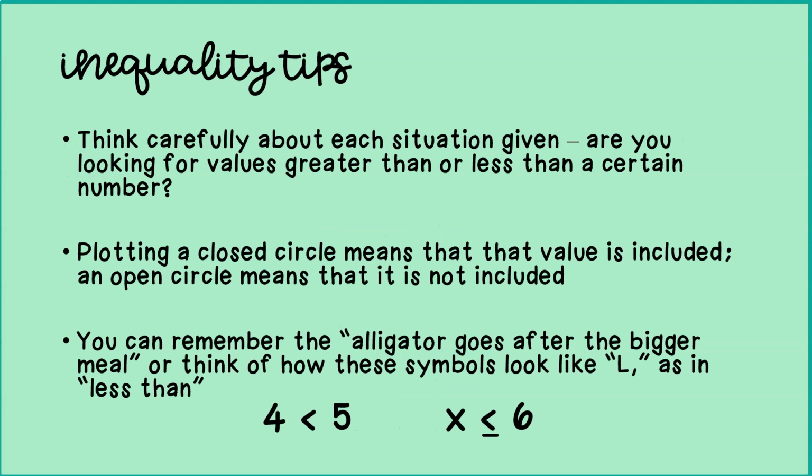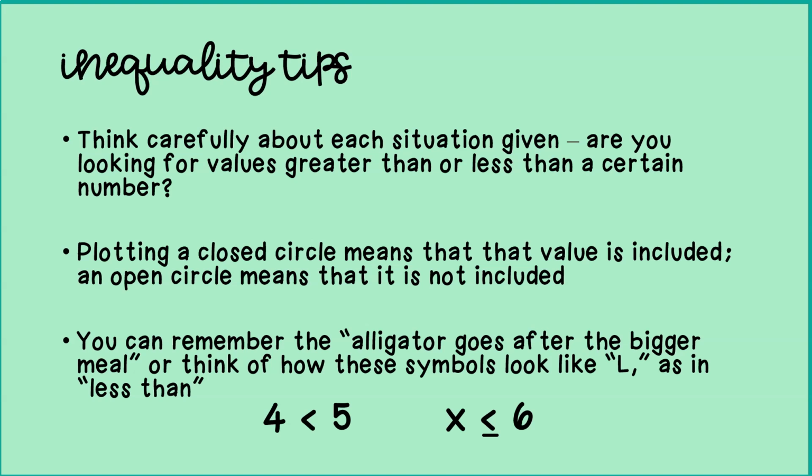Moving on to some tips. The first tip: in a real world situation, this might be a little easier. As we move into a more abstract situation with just the symbols, the students are really going to need to draw on their deep understanding of what the symbols mean to know, are they looking for values greater than or less than a particular target number. Plotting a closed circle means that the value is included on a number line. An open circle means it is not included. I went over that a few slides back.